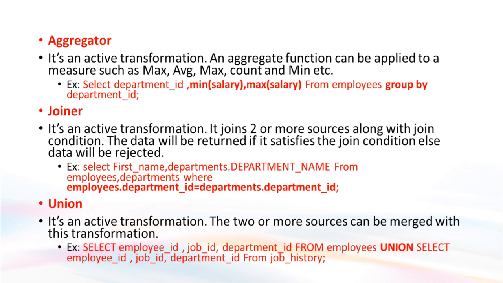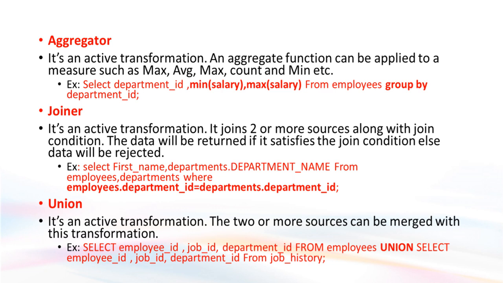If I use the union operator in the query, that is basically called a union transformation. So when I merge these two tables, suppose the source table contains 10 records and the target table contains 20 records. If I merge them, I may have 30 records. Sometimes if there are any duplicates, I may have fewer records. There is a chance, right? So this basically comes under active transformation. Aggregator, joiner and union are active transformations. Union comes under the active transformation.